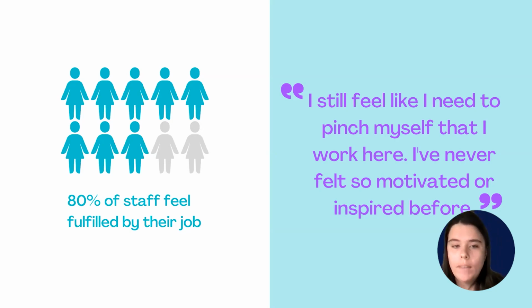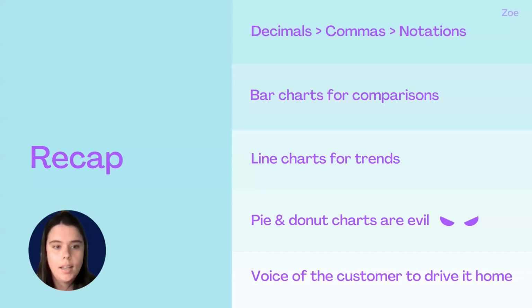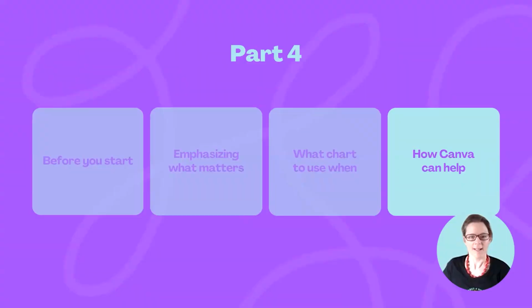Just to recap, we've covered things like annotations, bar charts for comparison, line charts for trends. We've also gone into a little bit about why pie and donut charts are evil. And we've spoken a little bit about how the voice of the customer is really important for driving your key point home. Fantastic. Now it's time to welcome Michelle and Tyler for the second part of our presentation, which is part 4, how Canva can help.